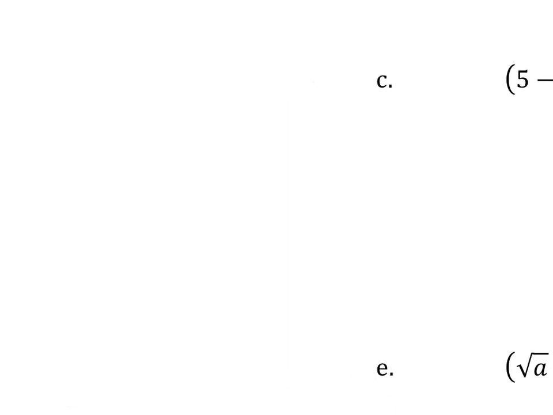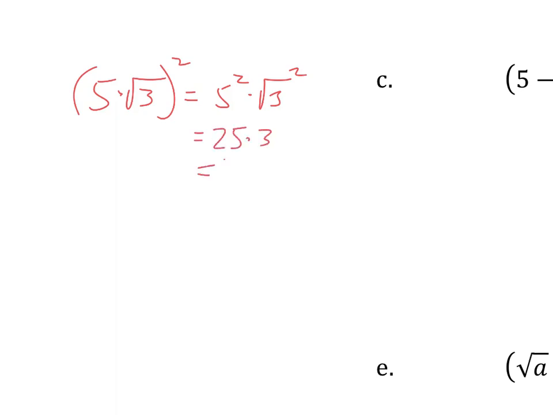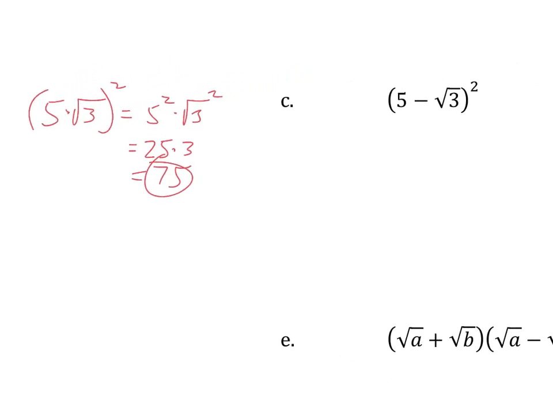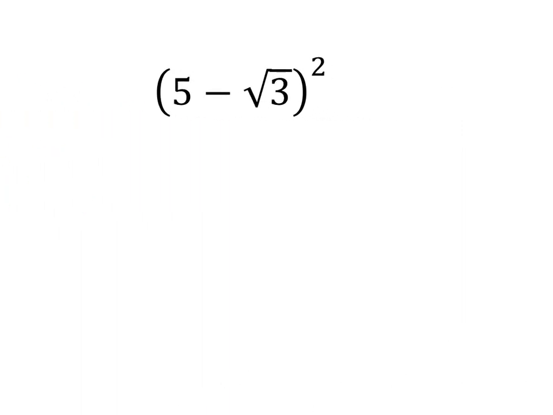If we had 5 times the square root of 3 squared, then that is 5 squared times the square root of 3 squared, which is 25 times 3, which is 75. That is a very different problem from what we have here. Do you see that? This is multiplication. This is subtraction. Okay? Don't square these. We have to write it out. 5 minus the square root of 3 times 5 minus the square root of 3.